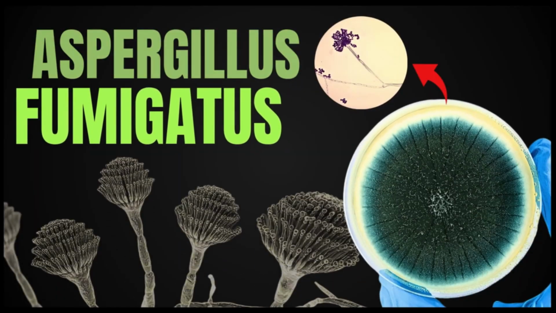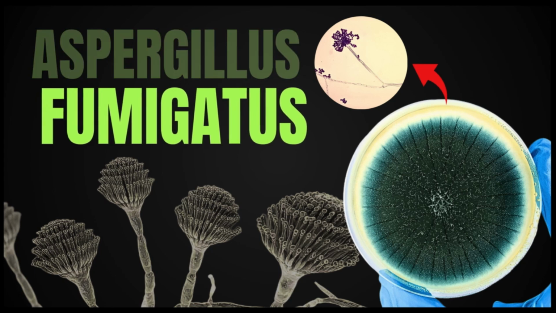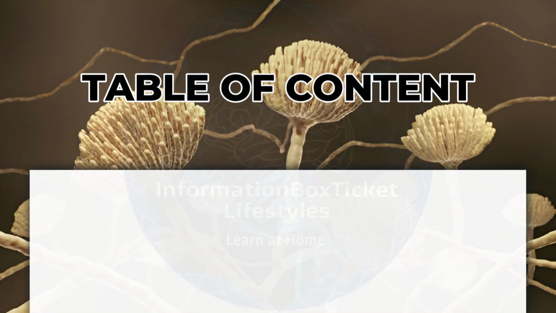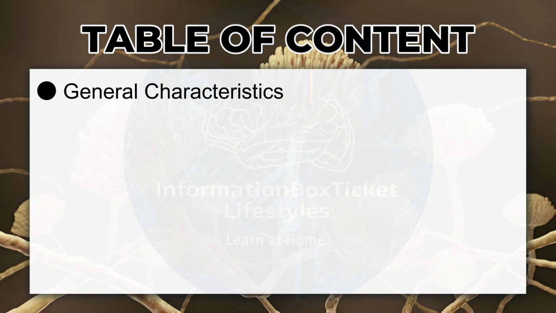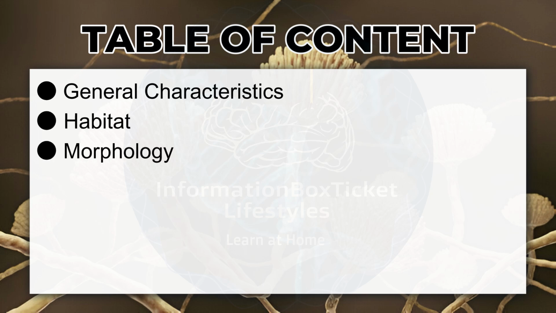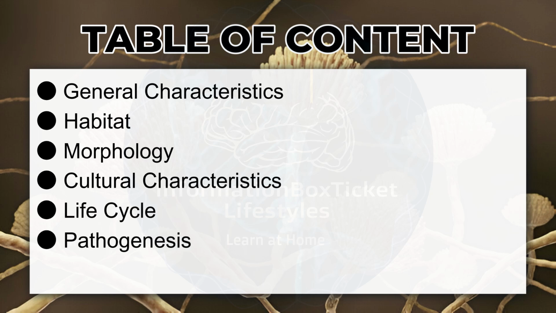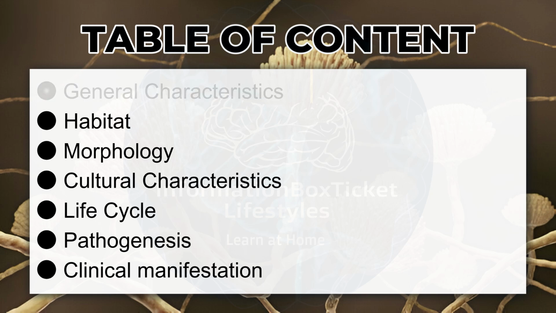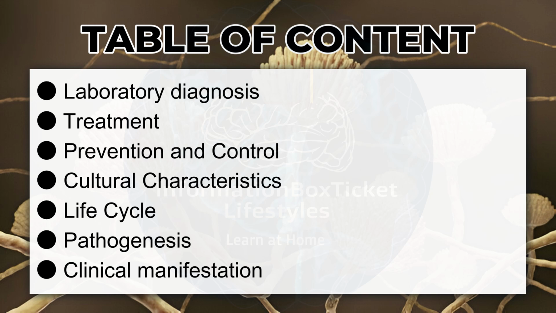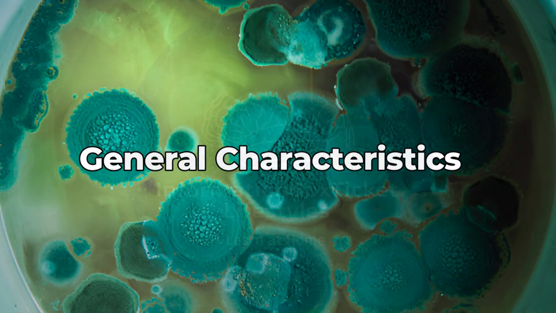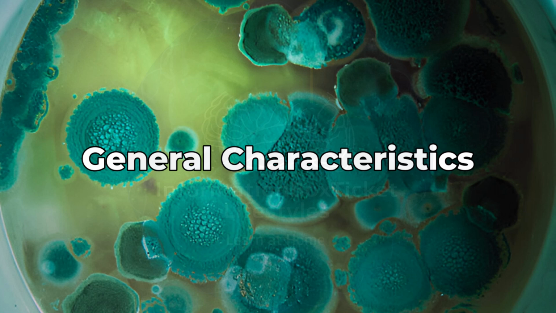Aspergillus fumigatus. Complete Mycology Guide. Table of Contents. General characteristics. Habitat. Morphology. Cultural characteristics. Life cycle. Pathogenesis. Clinical manifestation. Laboratory diagnosis. Treatment. Prevention and control. General characteristics of Aspergillus species.